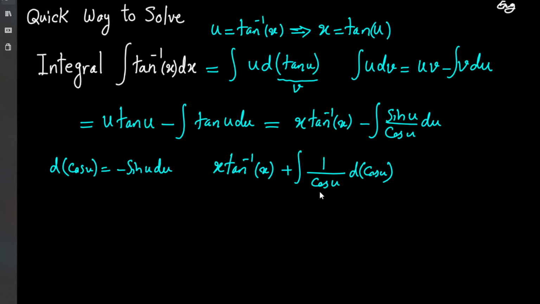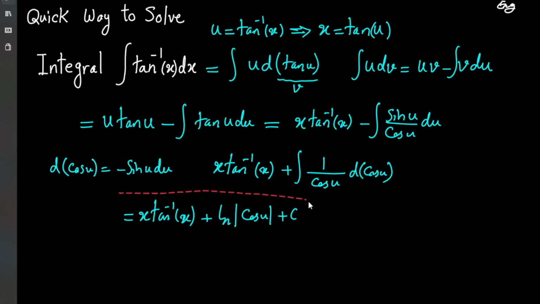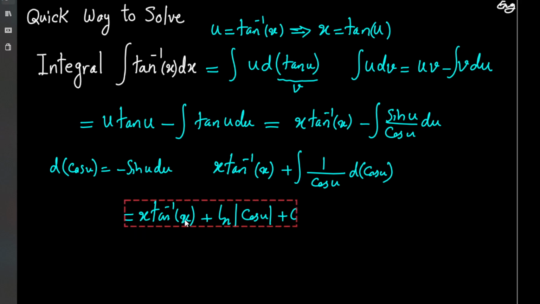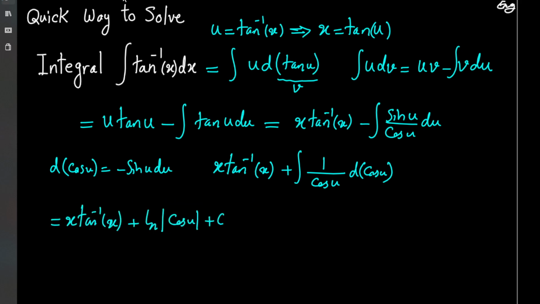So this one is easy because we have d cosine u and 1 over cosine u. You can think of cosine u as w, so it becomes 1 over w dw, which is simply ln w plus c. So ultimately what we are getting is, again, x arctan of x is there. And then for this one, we have ln of cosine u, and then, of course, a constant c. Okay, as one last step, we have to substitute the remaining u with what we have here. u is arctan of x.